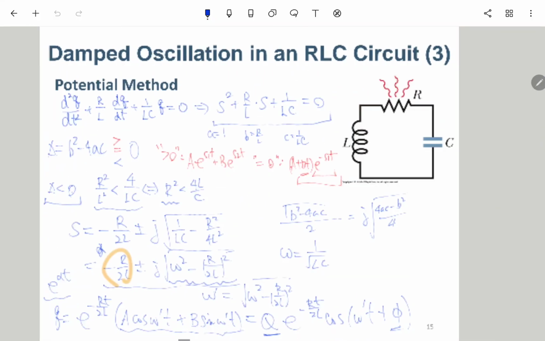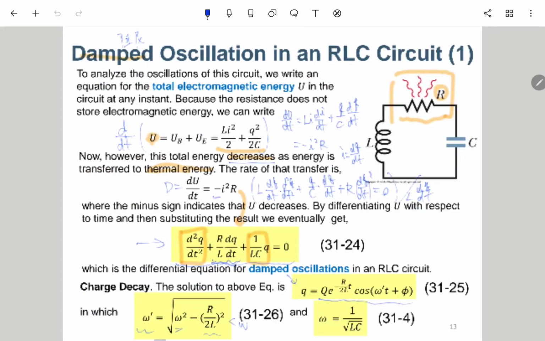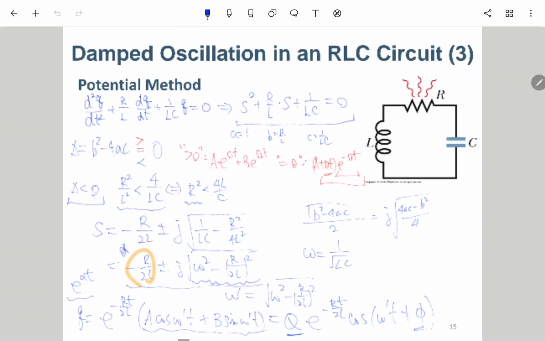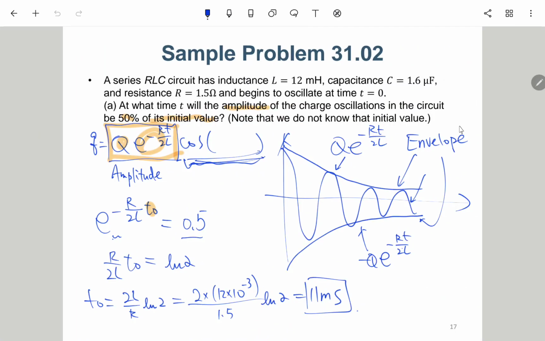Compare with the previous damped oscillation. For the damped oscillation, we only have RLC in series. We don't have any source. We only assume that there is some energy stored in either L or C, or maybe both. Then there will be a so-called damped oscillation, and the energy will be consumed by the resistor. So the oscillation is somehow like this.